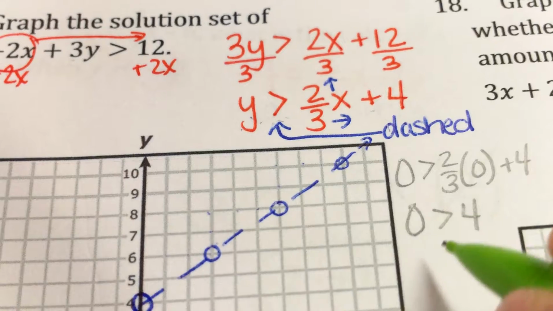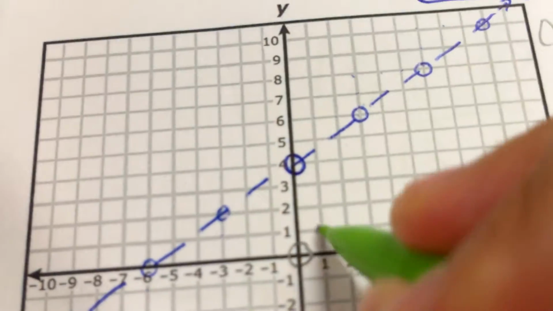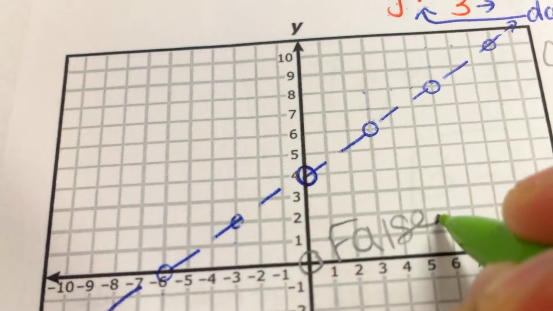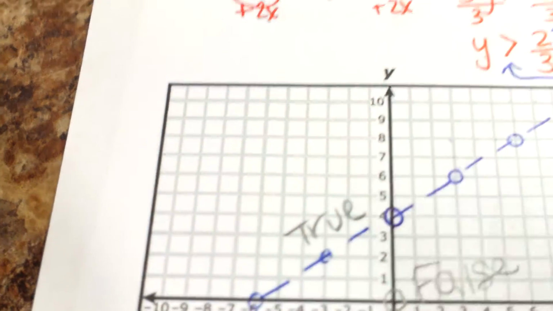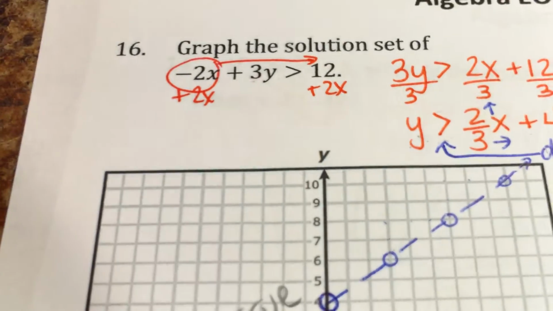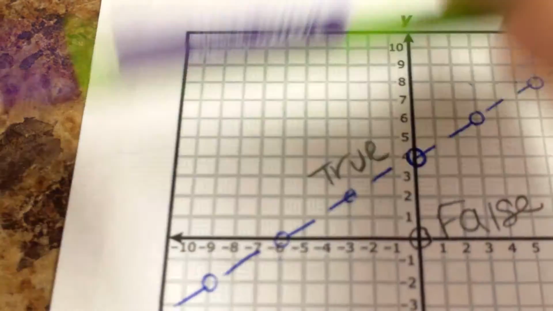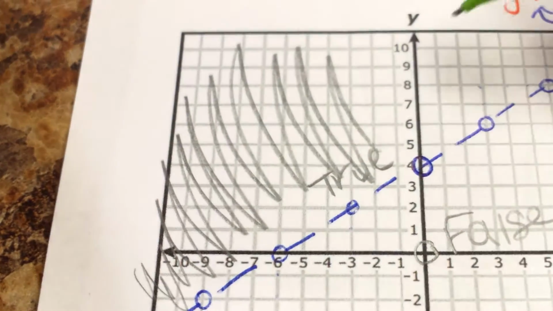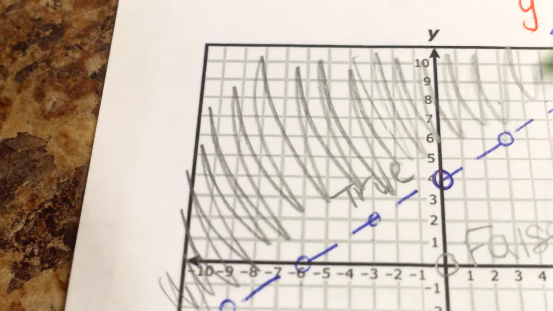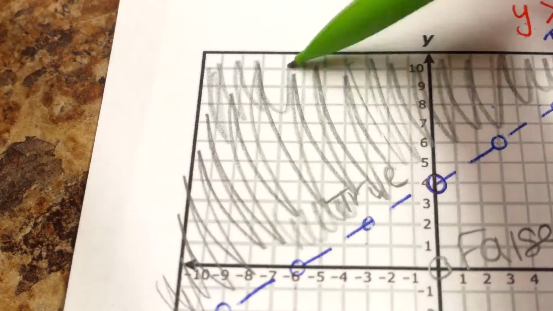Is that true or false? That is false. 0 is not greater than 4. So if this is false, then that means this section must be true. Which is what I said earlier, because here it's saying y is greater than, and all of these above the line are greater than. So all of these would make it true. If you don't believe me, you can choose a point in the shaded region, and it would make the inequality true.